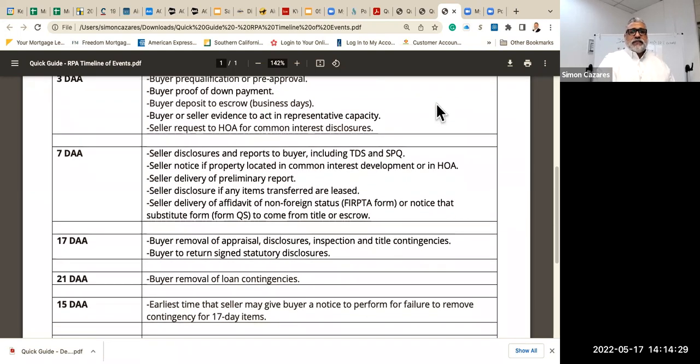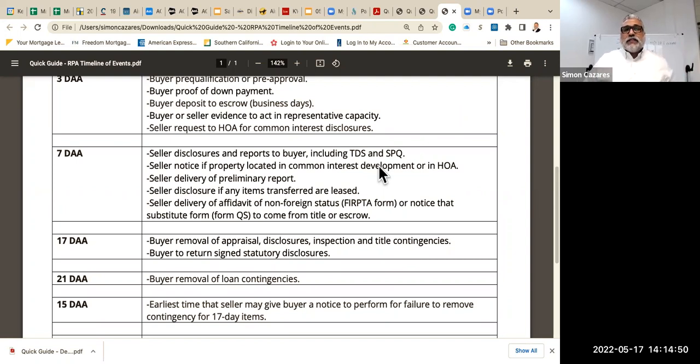Now let's go into the 7 days after acceptance. Seller disclosures and reports to buyer, including the TDS and SPQ. Now this is very important, again, as part of the initial process, that within 7 days after the acceptance, we count: acceptance today is 0 days, tomorrow would be considered 1.